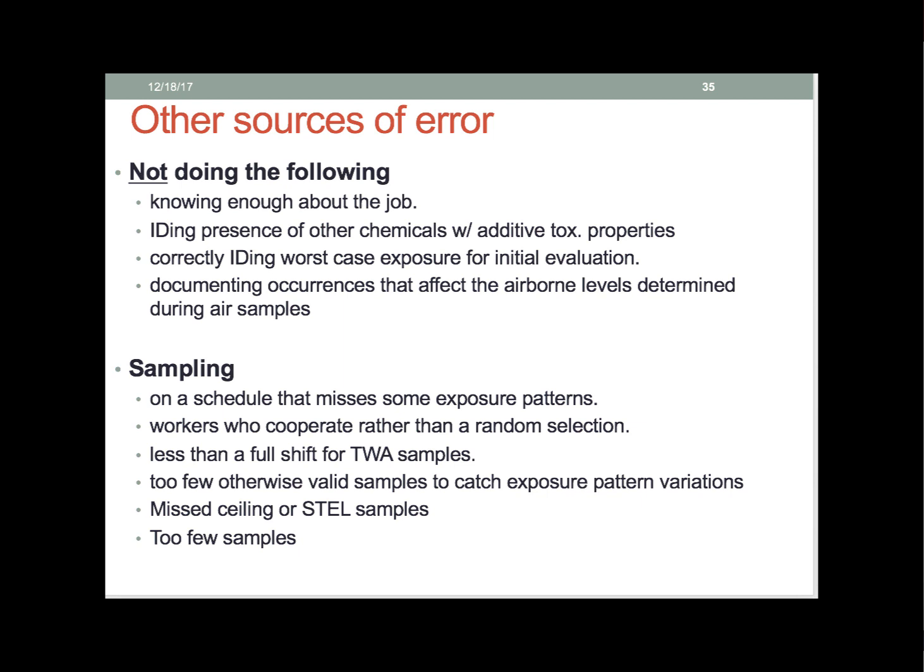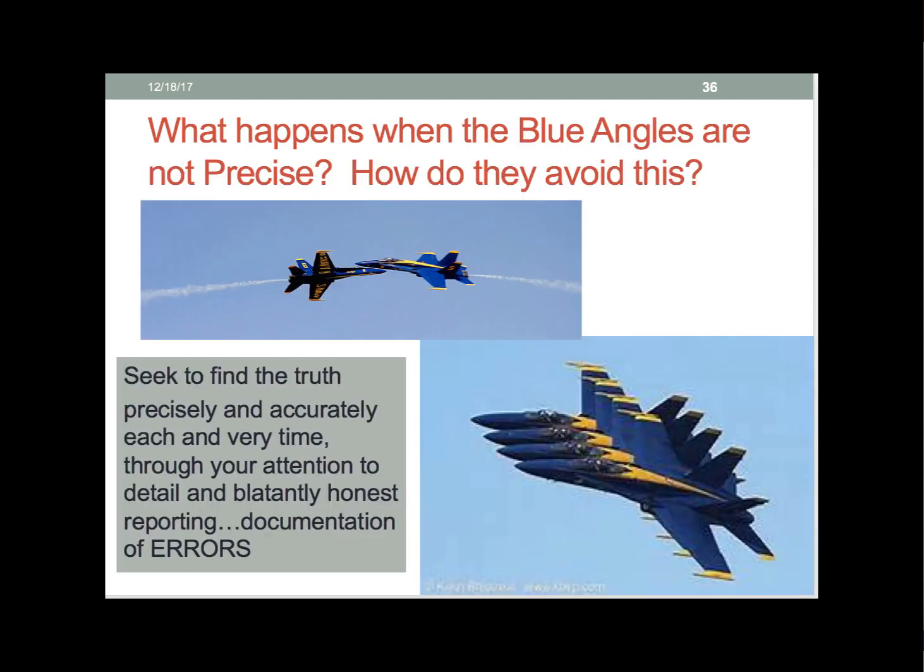Also, did you miss something in your exposure pattern because you took one continuous sample instead of integrated samples over a period of time? Did you sample for too long or too short of a period, which is more likely? Did you miss your short-term samplings for your STELs? So this is how we try as much as possible to avoid our bias or our errors.